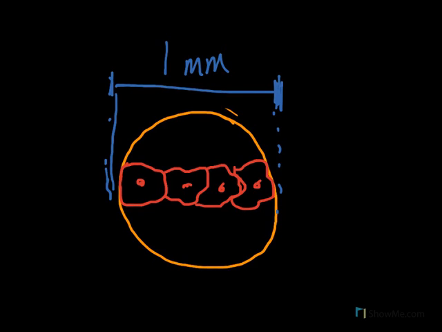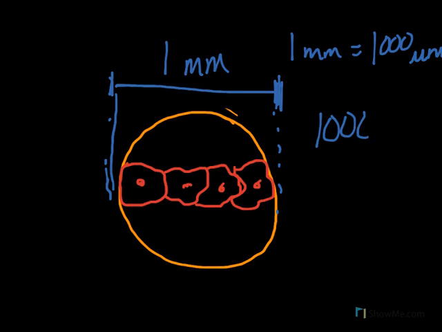Again, what we need to know is how many micrometers that is. So 1 millimeter, we know, equals 1,000 micrometers. We also need to know how many cells are going across our diameter, which is 4 in this case. So the math problem we set up here is 1,000 micrometers divided by 4 cells.